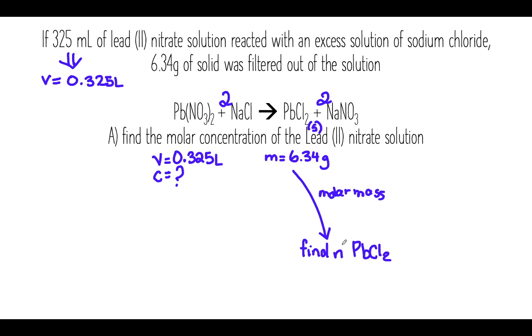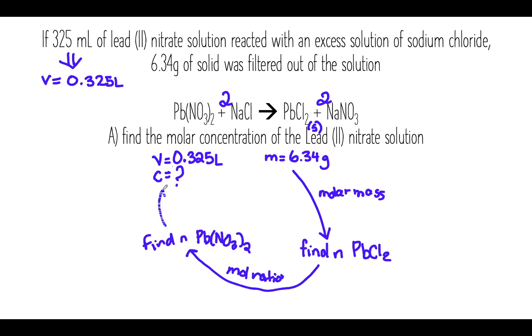And if I am able to find the moles of PbCl2, what I can then do is use the mole ratio to find moles of Pb(NO3)2, and then use that to find the concentration. With the moles of Pb(NO3)2 and the volume of Pb(NO3)2, I can solve for the concentration. All right, let's actually do this.